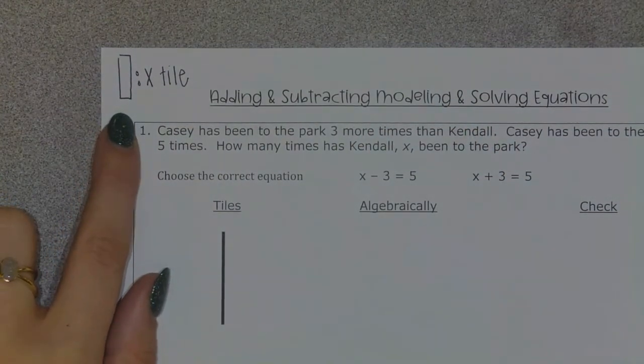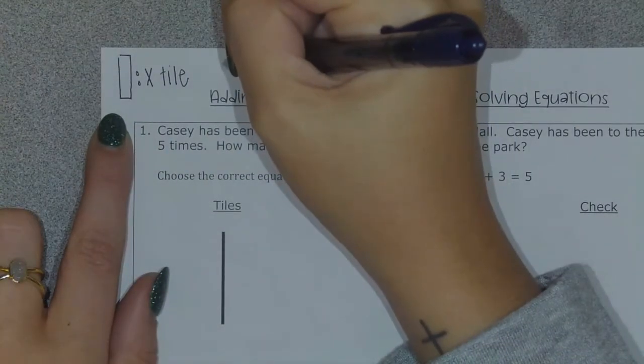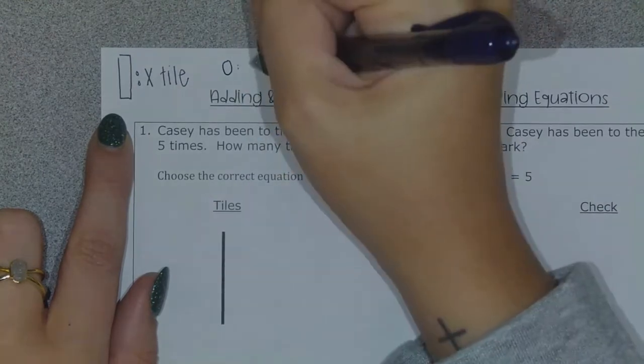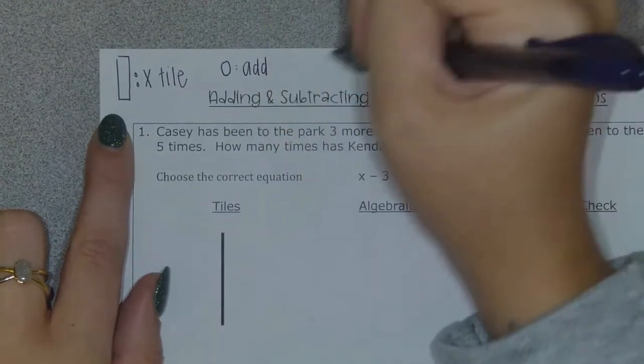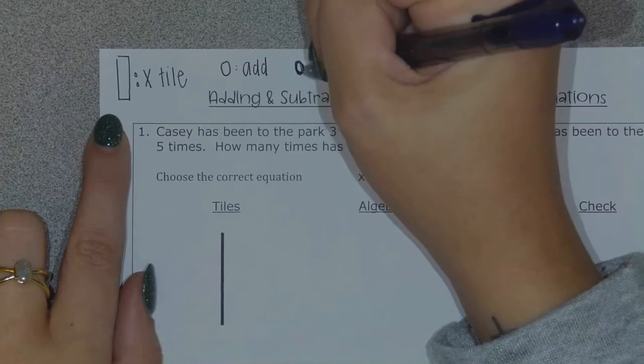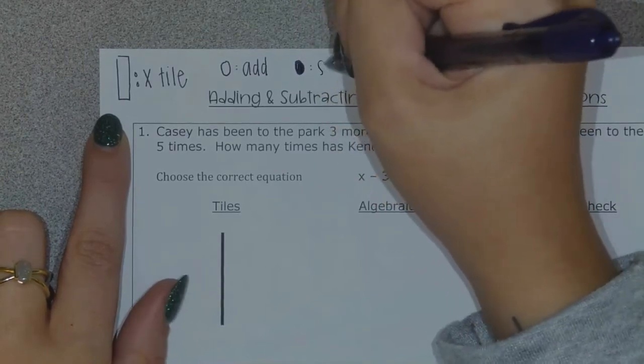Now, if in that problem I am adding a number to my X tile, when I have addition, all I'm going to use is an open dot. That represents addition. So if I'm subtracting, I'm going to use a closed dot.